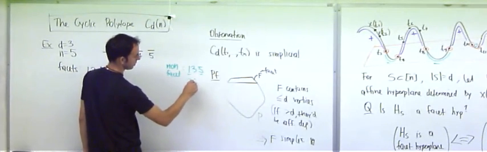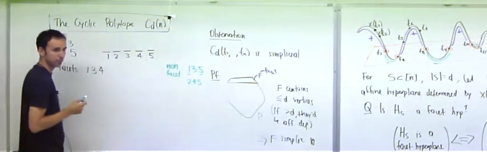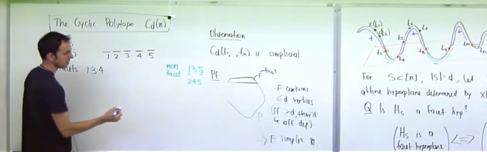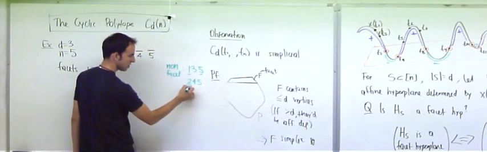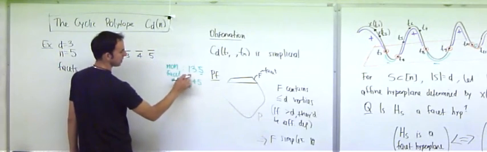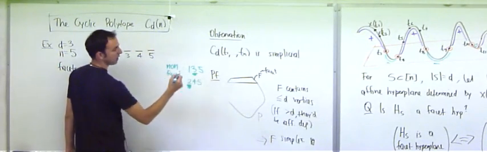Another example of a non-facet would be 2, 4, 5. Okay? Because this final block we don't care about, but this is an inner block of odd size. Okay? So I'm underlining the violation of the condition.